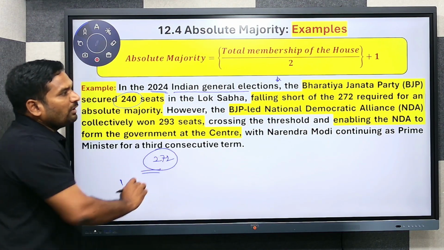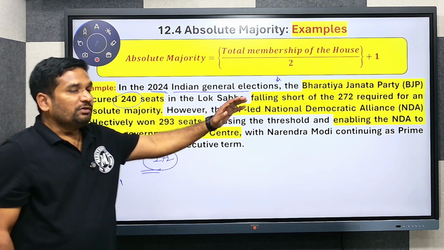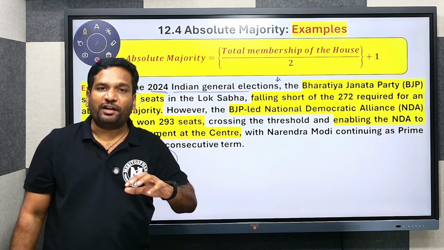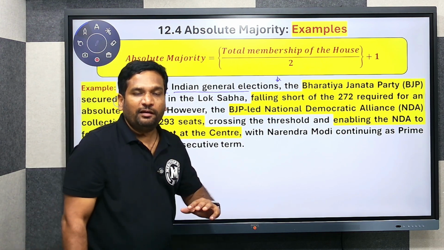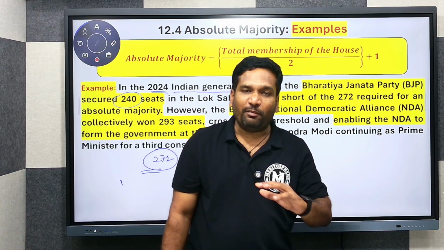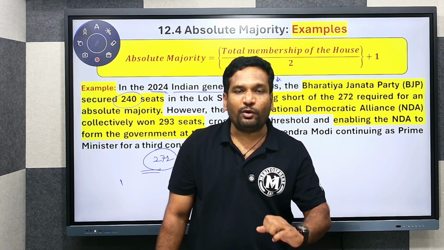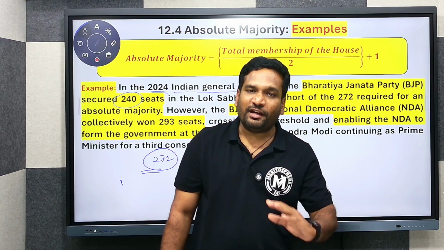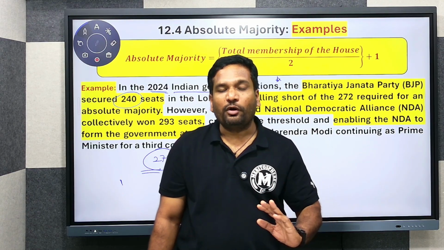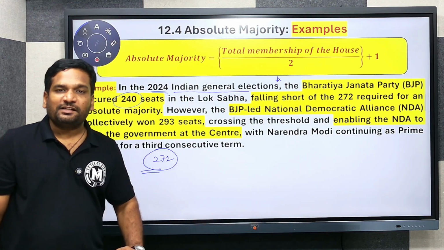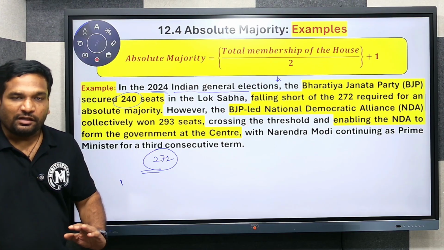272. Right. So in the Lok Sabha, the party has to get the absolute majority. Whatever the party or whatever the coalition that is going to form the government at the center, it has to get the absolute majority of the Lok Sabha. For the Lok Sabha, the absolute majority is 272. But the BJP has got only 240 seats, so it is falling short of 32 seats.